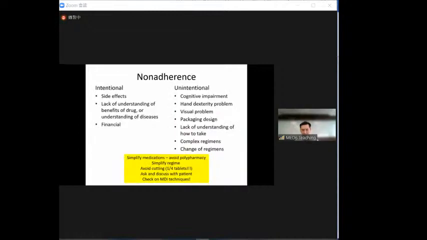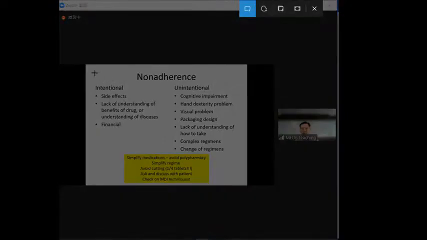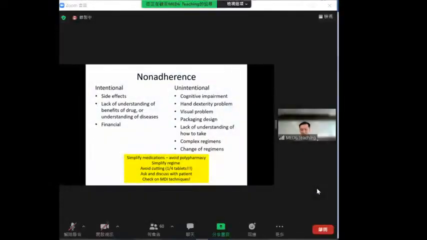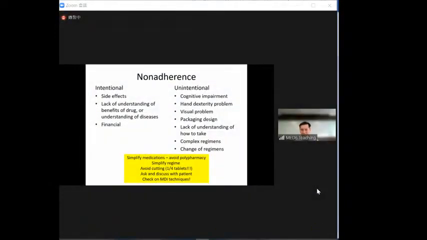And then non-adherence can basically be classified into intentional and unintentional. Intentional, don't think the patient is dumb. They are quite smart. After taking the drugs they experience side effects, so they smartly stop the drug. And not until you talk to the patient can they tell you.